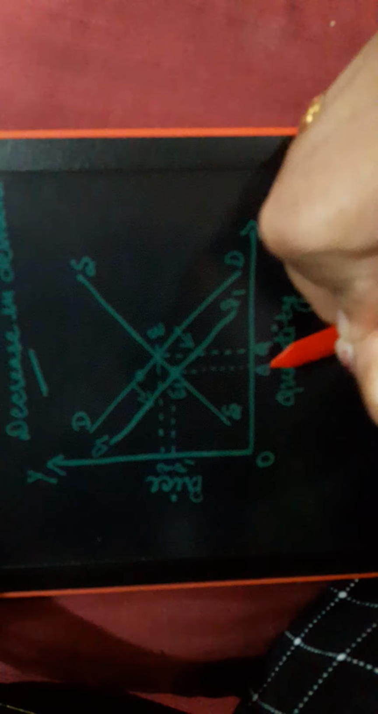This is the demand curve, and this is the supply curve. This point is showing the equilibrium point, and at the equilibrium point, this quantity is also known as the equilibrium quantity, and this price will also be known as the equilibrium price.